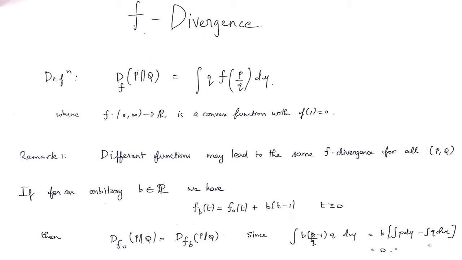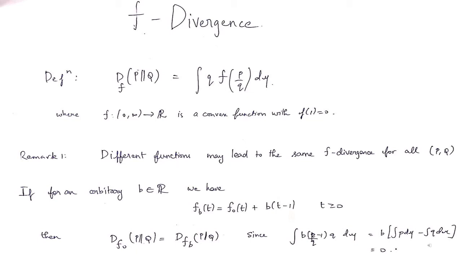It's defined as follows. The F-divergence for two probability distributions P and Q defined on the same measure mu is the integral over the entire sample space of Q times f of P by Q d mu, where f here is a convex function with f of 1 equals 0 and f is defined from 0 to infinity to R. If you substitute f of t as minus log t, we observe that F-divergence is basically KL divergence.